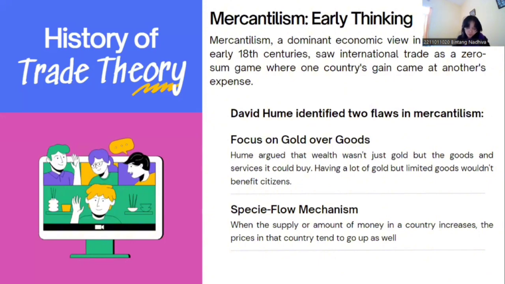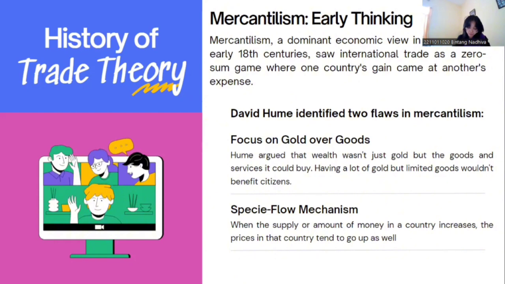Mercantilism, a dominant economic view in the 17th and early 18th century, saw international trade as a zero-sum game where one country's gain came at another's expense. David Hume identified two flaws in mercantilism. The first one is focus on gold over goods. Hume argued that wealth wasn't just gold, but the goods and services it could buy. Having a lot of gold but limited goods wouldn't benefit citizens.